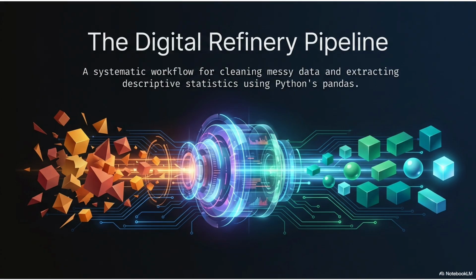ERP exports have blank cells, POS systems store prices as strings, CRM databases have inconsistent capitalization. Every analyst eventually learns the golden rule. 80% of data science is cleaning the raw material. Without a systematic pipeline, your averages are meaningless and your charts are wrong. This module gives you that pipeline. 6 stages from raw anomaly detection through type conversion, text standardization, explicit casting, and statistical validation. By the end, you'll have a reusable cleaning workflow you can apply to any messy data set.